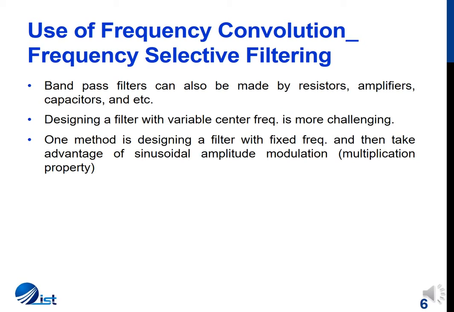Now if such a filter is designed in hardware, we require components such as resistors, amplifiers, capacitors, etc. Designing a filter with variable center frequency, in case we have multiple signals coming, say we have a conventional radio and we tune it to one frequency and then to another frequency, is difficult in hardware. So such a filter can be designed by making a filter with fixed frequency and applying amplitude modulation or multiplication as a second step. So let's see the structure of such a system.